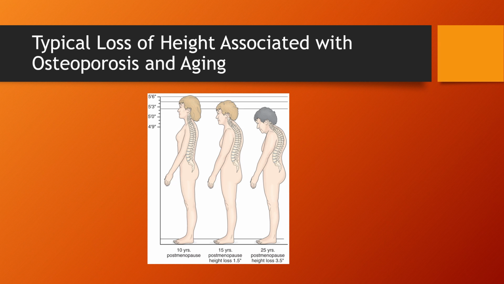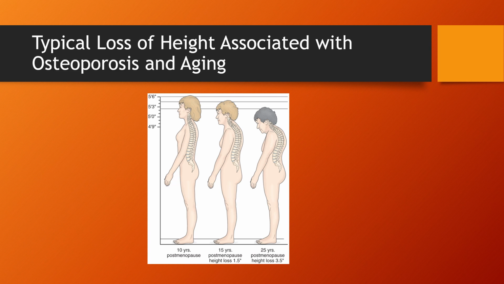In fact, many times when people, especially older women, come in with a hip fracture and they had fallen, you think that maybe they fell and then that fractured their hip, but many times their hip fractures and that leads to the fall. So here's the typical loss of height associated with osteoporosis with aging.